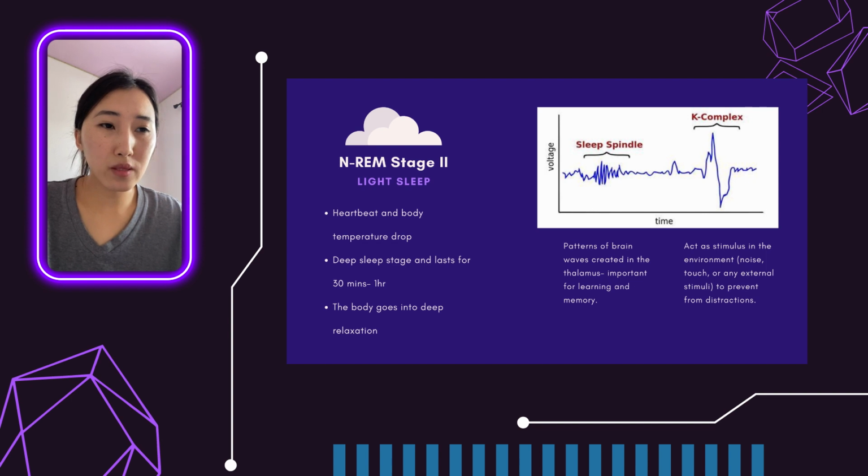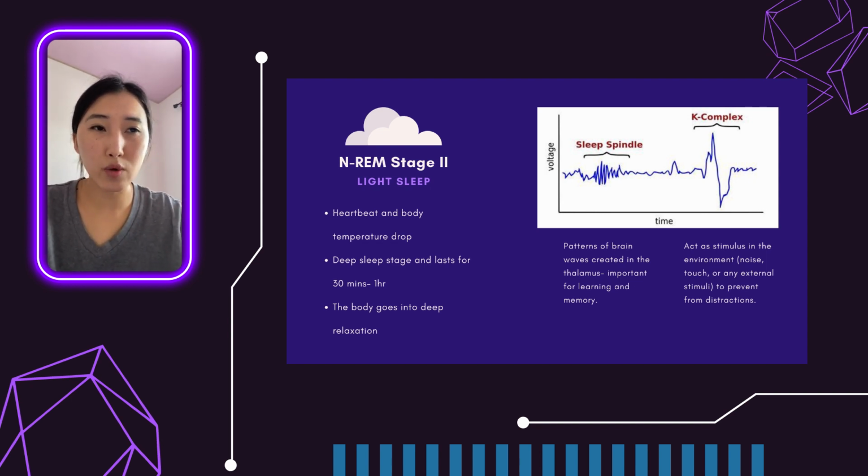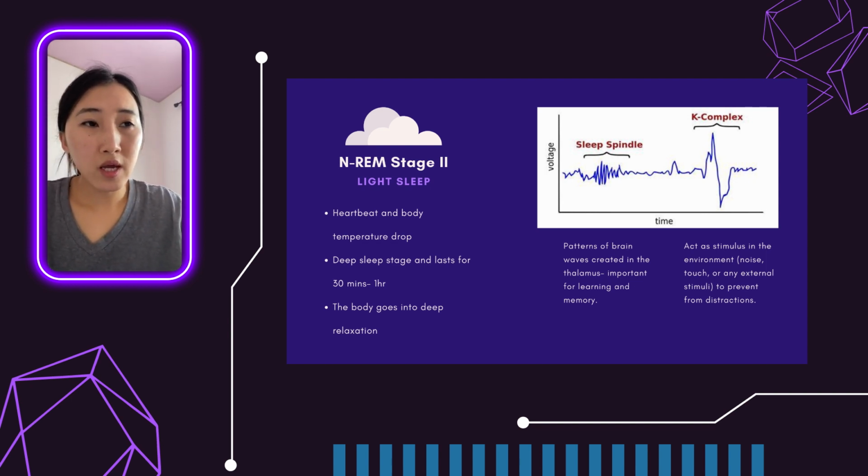So this wave being created in this part of the brain acts as a bridge, and it is important in regulating our sleep. More than that, it is important in learning and retaining our memory. So it plays a very important role in the second stage of sleep, and the overall sleep cycle.